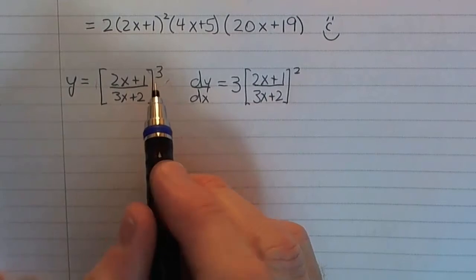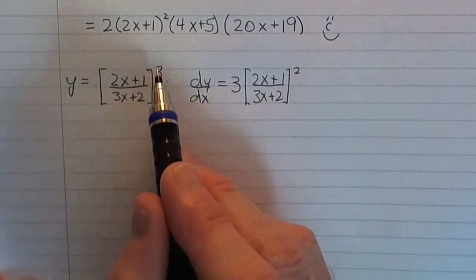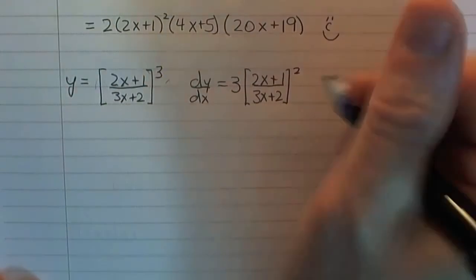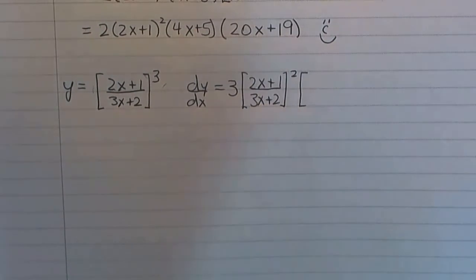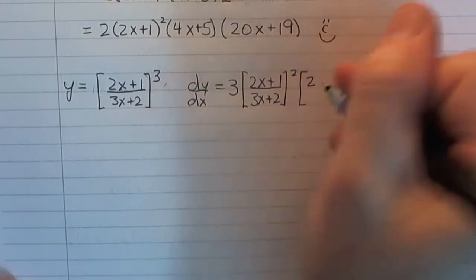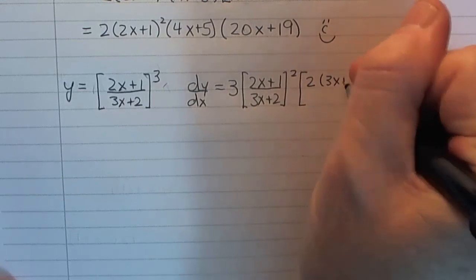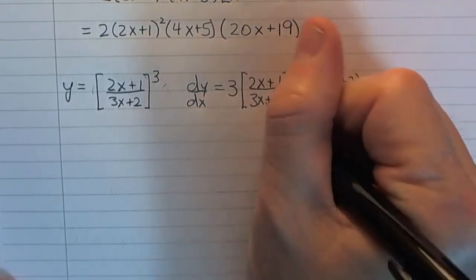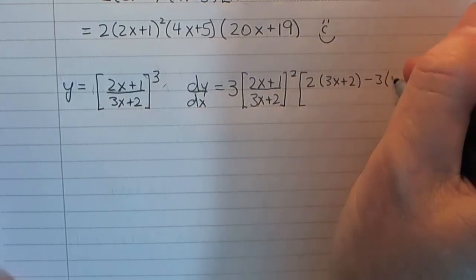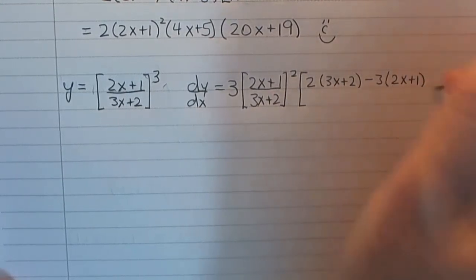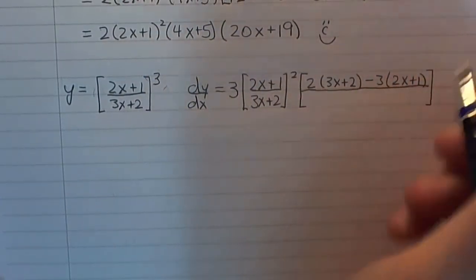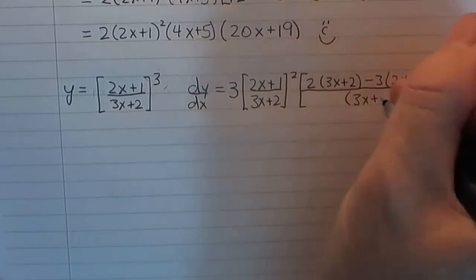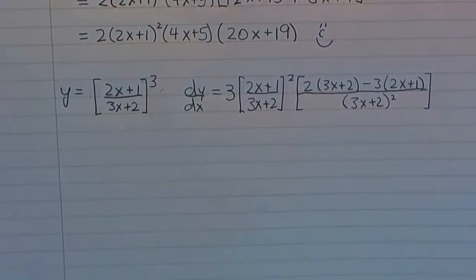That's the derivative. I've just used the power rule. Brought the 3 around, reduced it by 1 up here. This is the first step. Now, time to differentiate the inside. Well, that's going to require the quotient rule. So here it goes. The derivative of the top times the bottom minus the derivative of the bottom times the top, all over the bottom squared. There. That's the derivative. Okay, so there's another example.